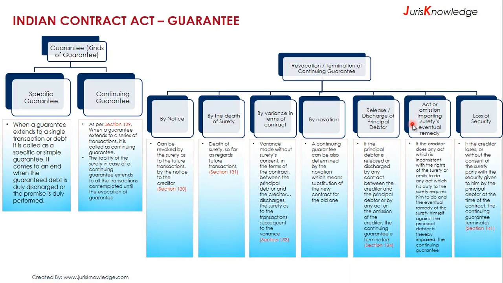Act or omission impairing the surety's eventual remedy: if the creditor does any act which is inconsistent with the rights of the surety, or omits to do any act which his duty to the surety requires him to do, and the eventual remedy of the surety himself against the principal debtor is thereby impaired, the continuing guarantee is terminated or revoked. Loss of security: if the creditor loses, or without the surety's consent parts with, the security given to him by the principal debtor at the time of the contract, the continuing guarantee terminates. This is defined in section 141.